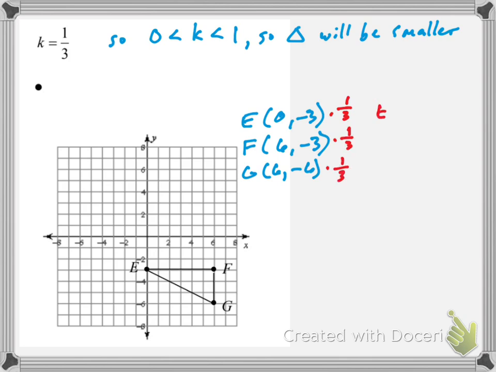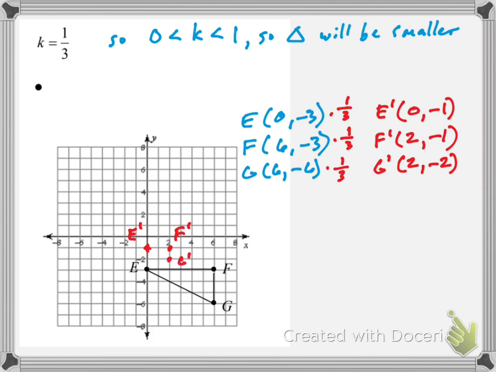Okay? So E prime will be 0, and then -3 times 1/3 is -1. F prime, 6 times 1/3 is 2. -3 times 1/3 we already know is -1. And then G prime, 6 times 1/3 is 2. -6 times 1/3 is -2. So 0, -1, there's E prime. 2, -1, F prime. And 2, -2, G prime.